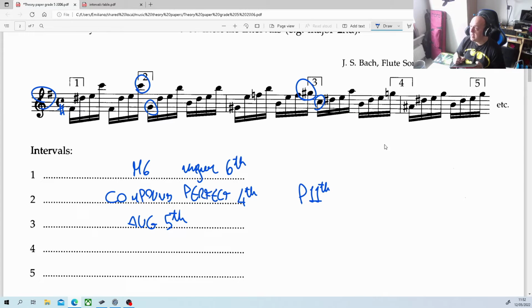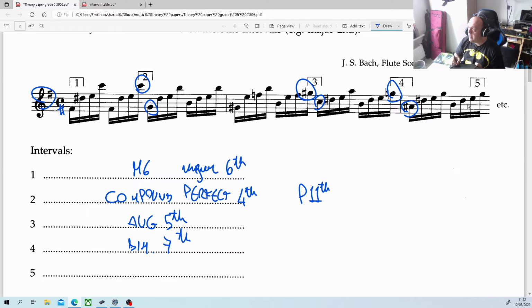Now, next interval, I have an A sharp and a G natural. Okay, now that's a diminished seventh. A natural and G would be minor seventh. The sharp makes it smaller. The sharp gets the A closer to the G, so that makes it a diminished seventh.